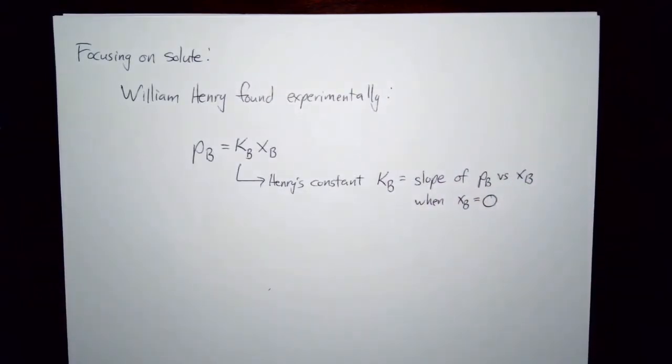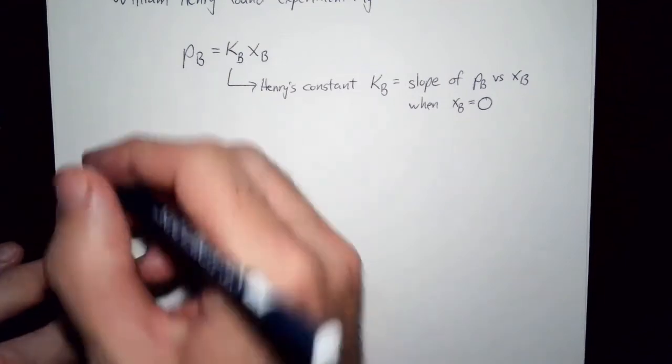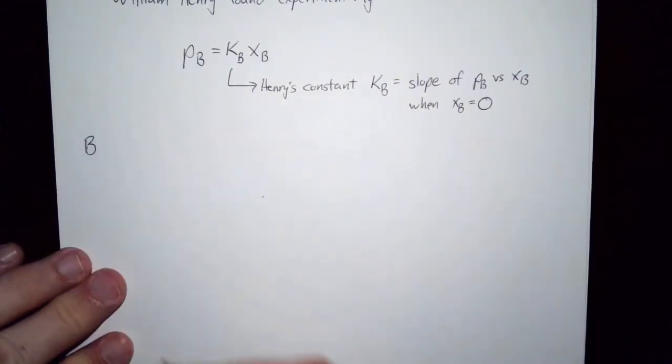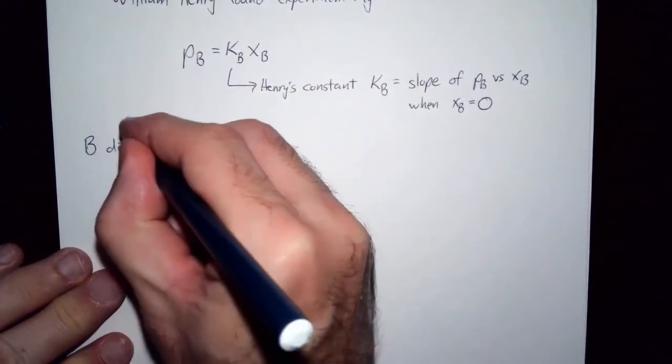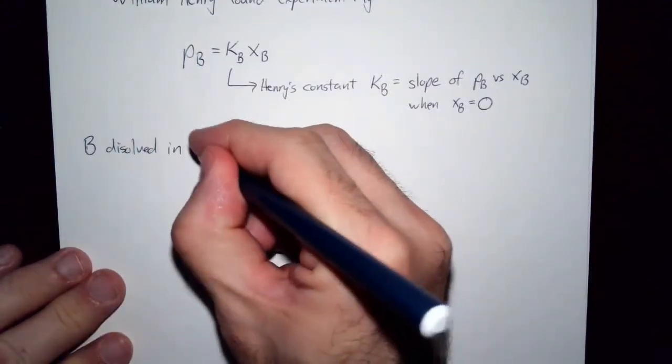Okay, so I think this is easiest to understand if I draw it. So I'm going to plot P versus X for a solute B that's dissolved in a solvent A.